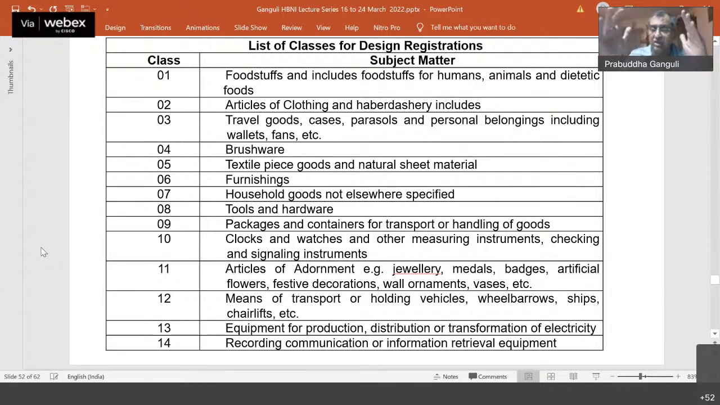They're used in all the design offices around the world in the same way, and therefore the databases are structured that way. So if you want to search, all the design classifications come under what is known as the Locarno classification. Locarno is a place. Now, under the Locarno classification, I wanted to show you one of the databases.